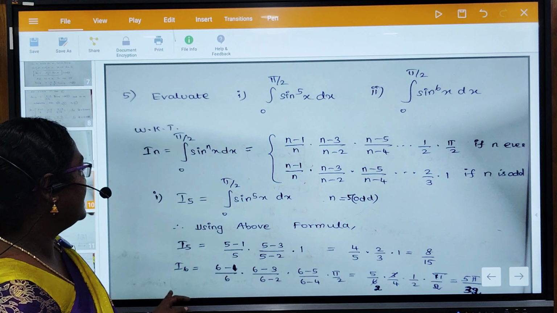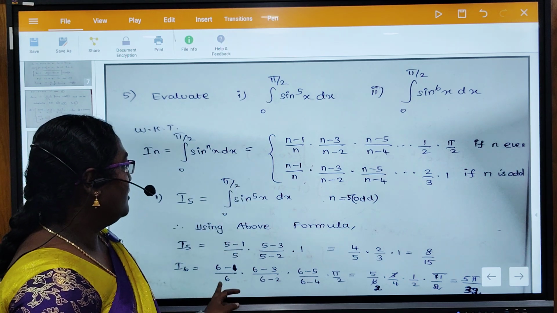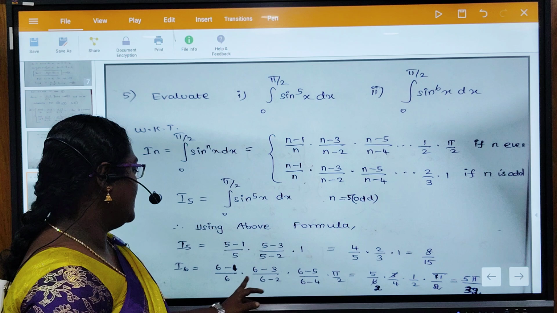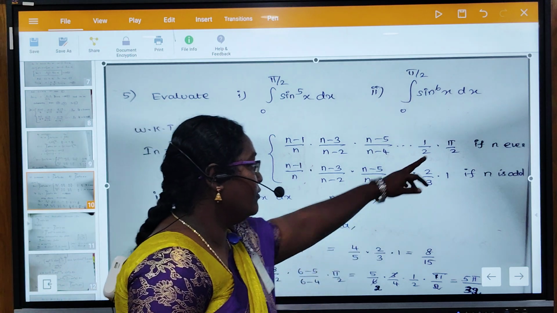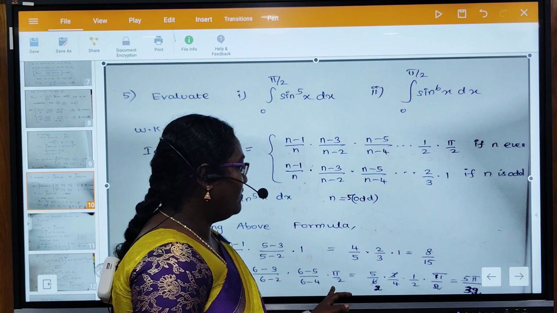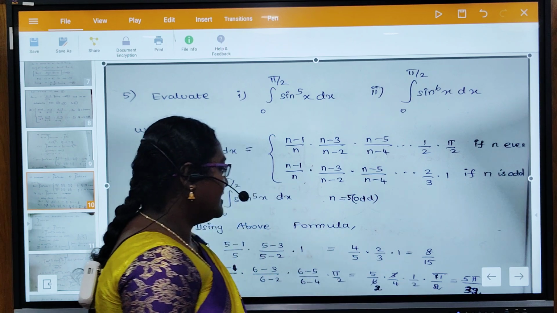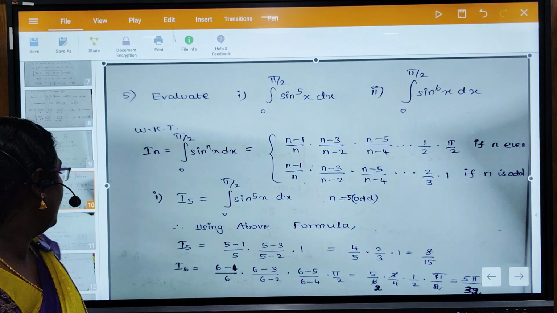And similarly, I6, same substituting in the formula, we are not supposed to put 0. So 6 minus 1 by 6, 6 minus 3 by 2. Substituting, at last when we are getting 1 by 2, we want to put pi by 2. That is the value of I0. So when we cancel and settle it, the answer is 5 pi by 32.